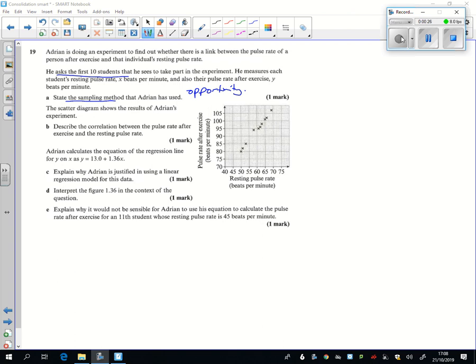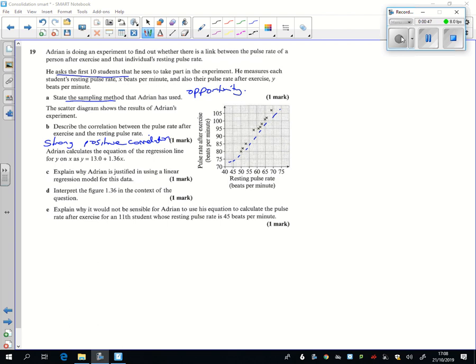We're then looking at this graph here, and really it's an old GCSE question. Describe the correlation. And you can see that these are going up to the right hand side, so there is a strong positive correlation between the resting pulse rate and the pulse rate after exercise.